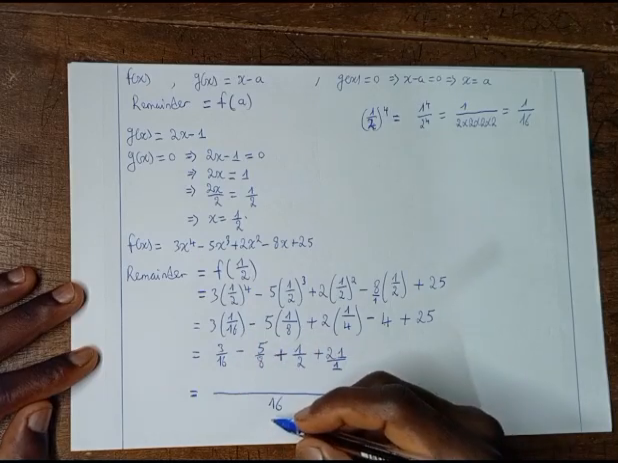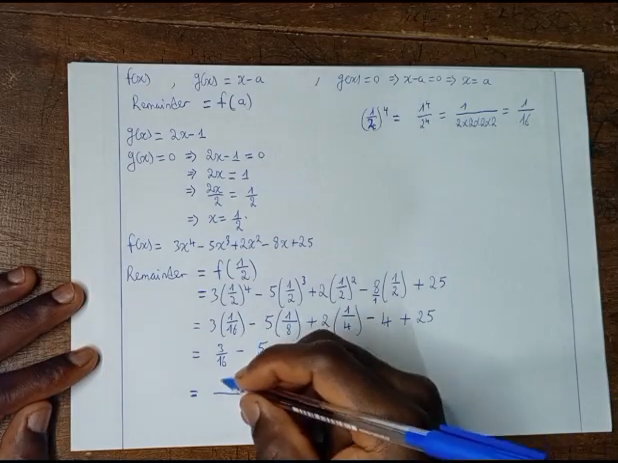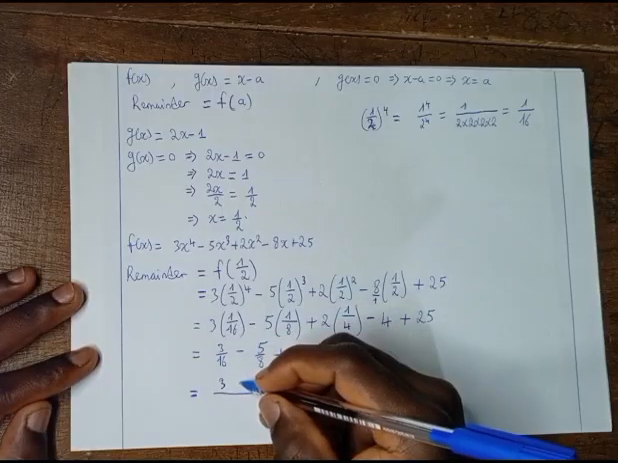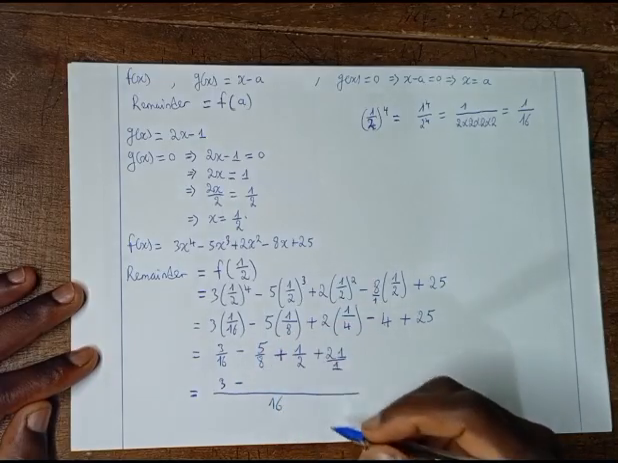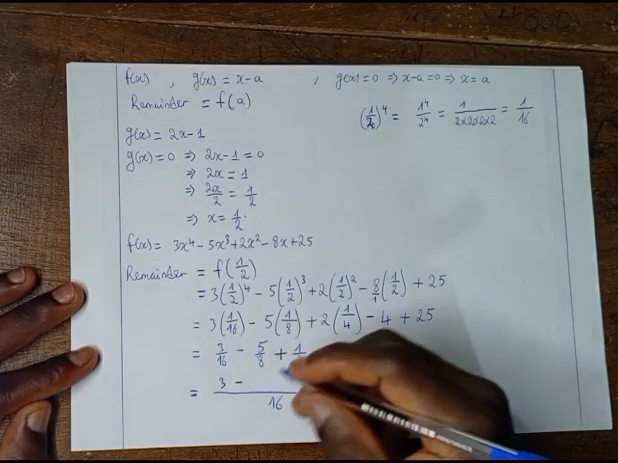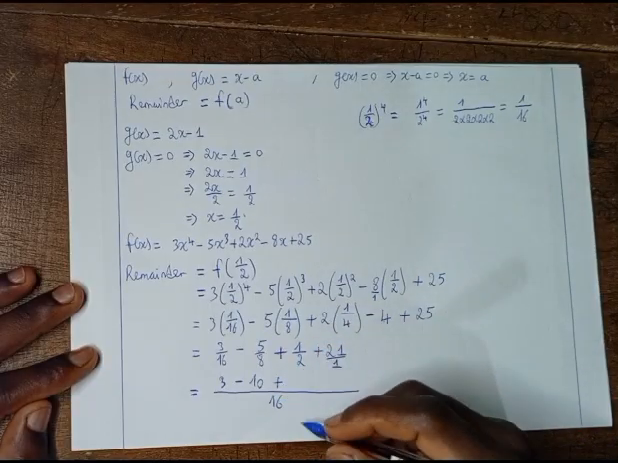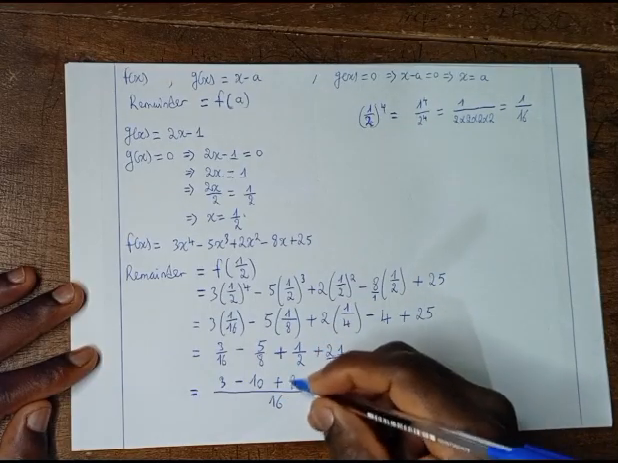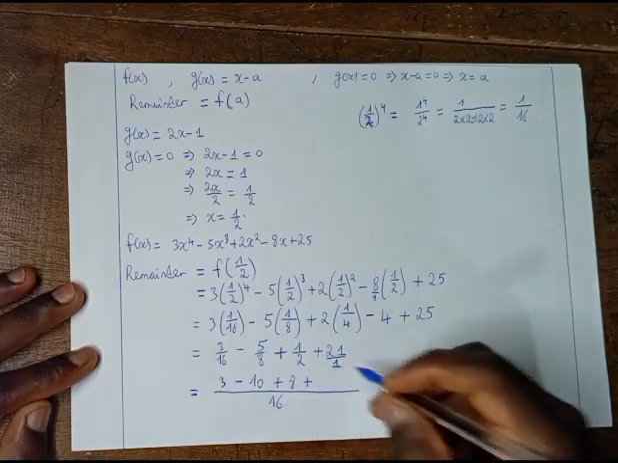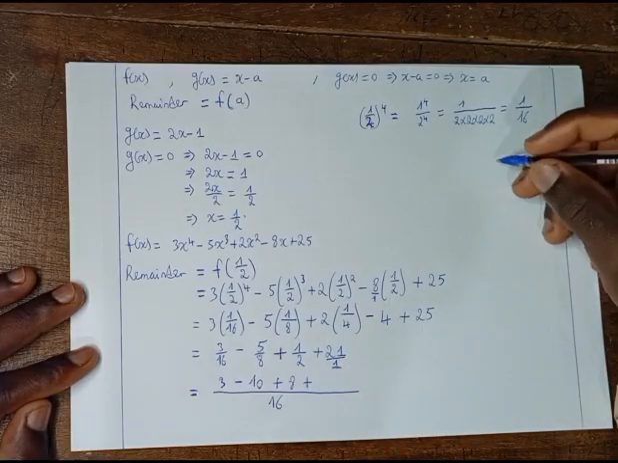16 divided by 16 gives us 1. 1 times 3, 3. Bring down the operation sign, which is minus. 16 divided by 8 gives us 2. 2 times 5, 10. Bring down the operation sign, which is plus. 16 divided by 2 gives us 8. 8 times 1, 8. Plus 16 divided by 1 remains 16.